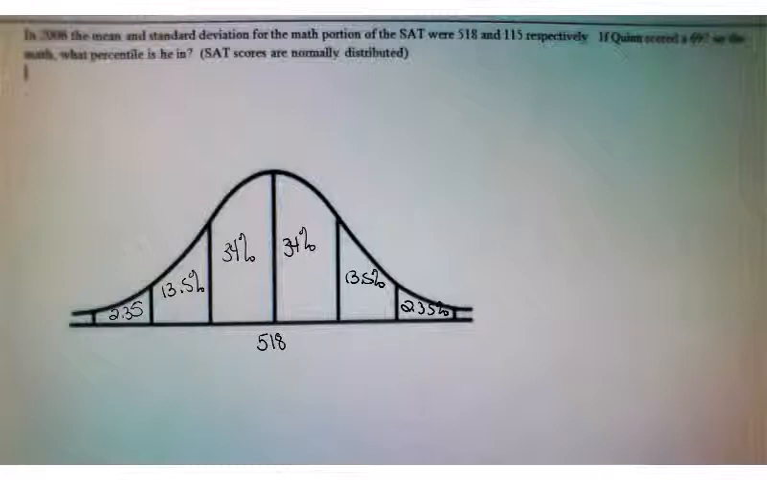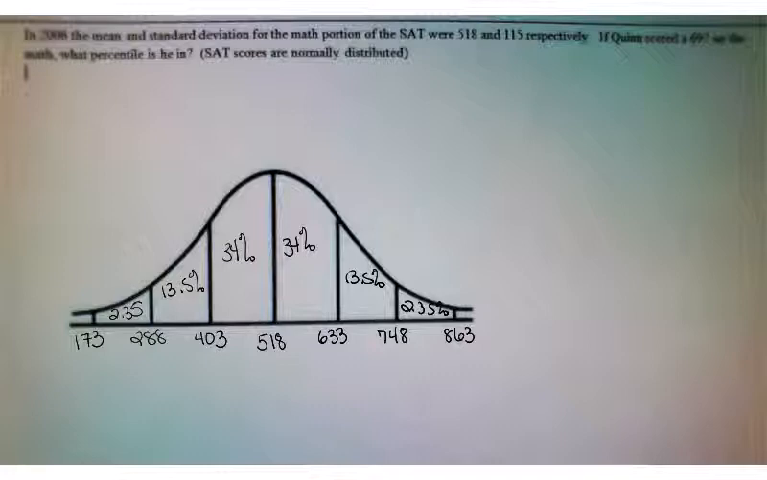We're going to go ahead and label the x-axis the same way we did before by adding on the standard deviation and subtracting it appropriately. So to get this point, we'll go ahead and add on the standard deviation of 115 once, we'll add it on twice, and we will add it on a third time. To get the points to the left of the mean, we subtract the standard deviation once, twice, 3 times. Now, the question is that if Quinn got a 697.